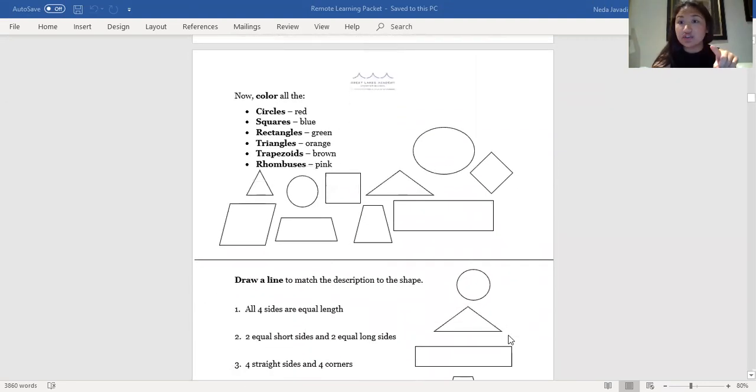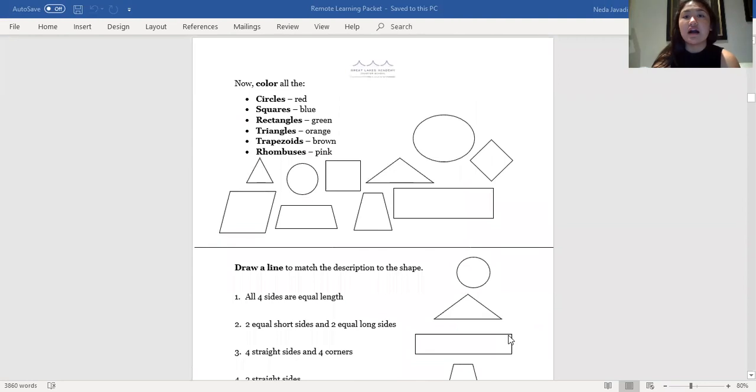Now it's your turn to grab some either crayons or colored pencils or markers. I need you to grab a red, blue, green, orange, brown, and pink. So go ahead and pause and grab those. And you're going to color circles red, squares blue, rectangles green, triangles orange, trapezoids brown, rhombuses pink. So go ahead and pause, and then we'll go over it together.